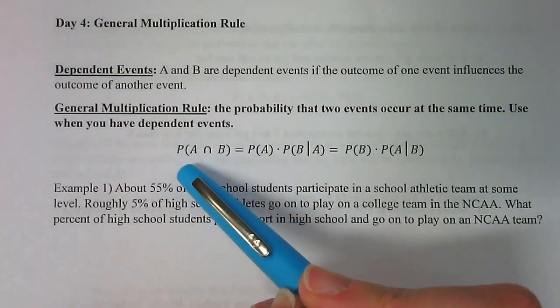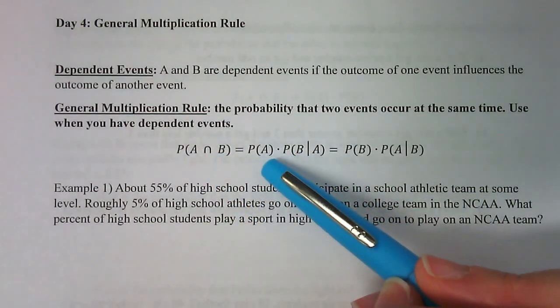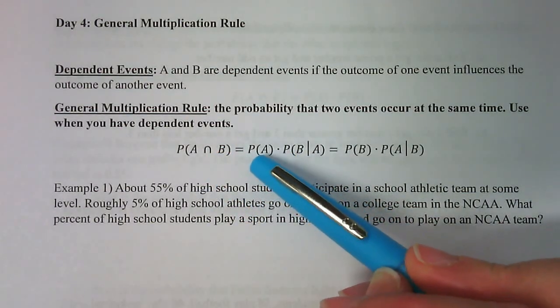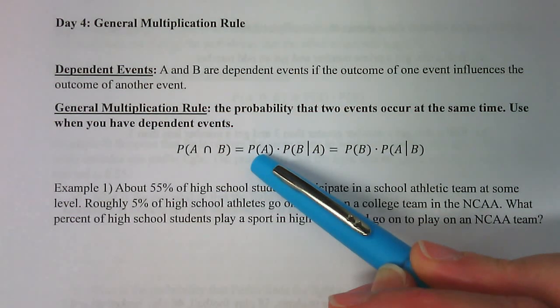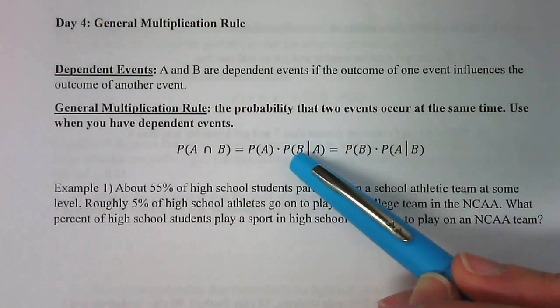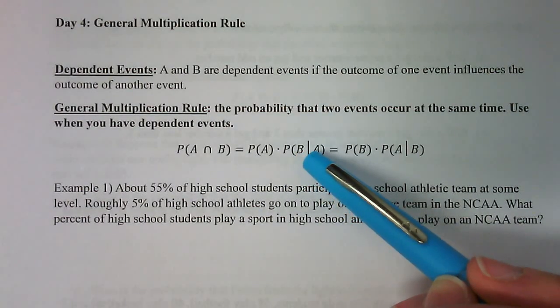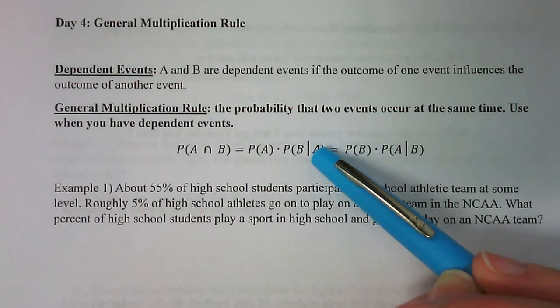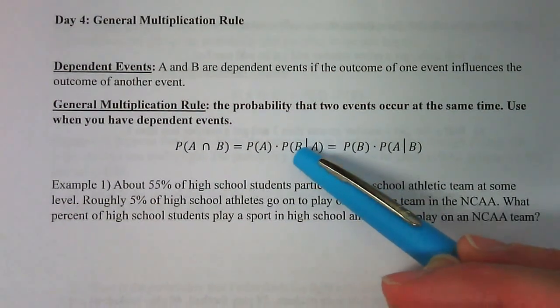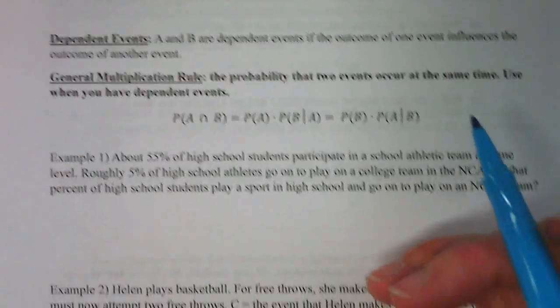If we want to find the probability that these are both happening, if they're dependent, we have to take the probability of the individual event times the probability of the second event happening, given that the first event has already happened. Okay, so it makes more sense when we look at examples.